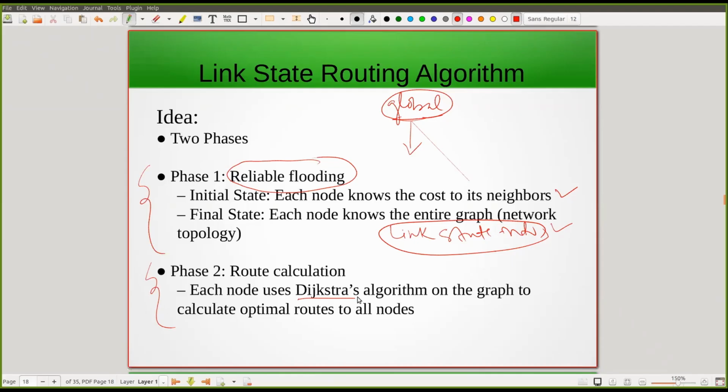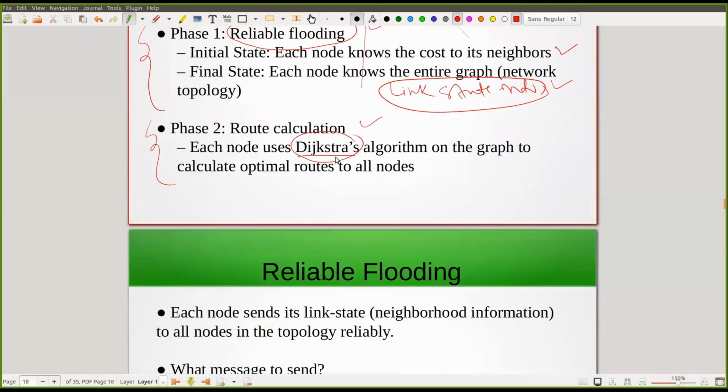Now these are the basic two phases. The first phase is reliable flooding. Through exchange of link state information, we collect the global information. Once we have collected the global information, we have to calculate the route, which is based on Dijkstra's algorithm. So let's look into the first phase. The first phase is very, very important for us to understand how it exactly works.